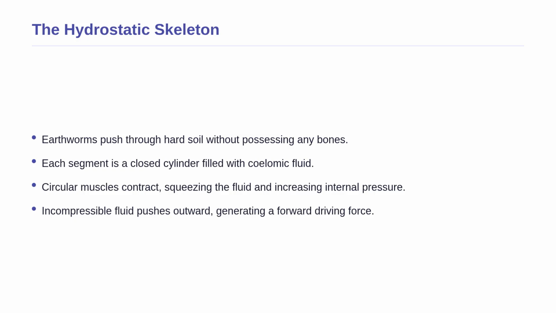Understanding their ecological role leads us to a fascinating question. How do they actually move through tough soil without bones? The answer lies in their hydrostatic skeleton. Because of their metameric segmentation, each segment of the worm acts as a closed cylinder filled with coelomic fluid. When the worm's circular muscles contract, they squeeze this fluid. Since fluids cannot be compressed, this squeezing drastically increases the internal pressure. This pressure has nowhere to go but outward against the segment walls, generating a powerful forward force that drives the worm through the dirt.